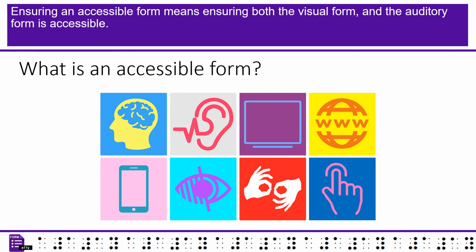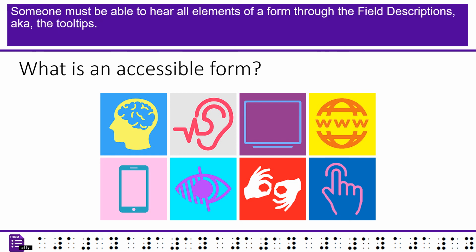Ensuring an accessible form means ensuring both the visual form and the auditory form is accessible. Someone must be able to hear all elements of a form through the field descriptions, aka the tooltips.